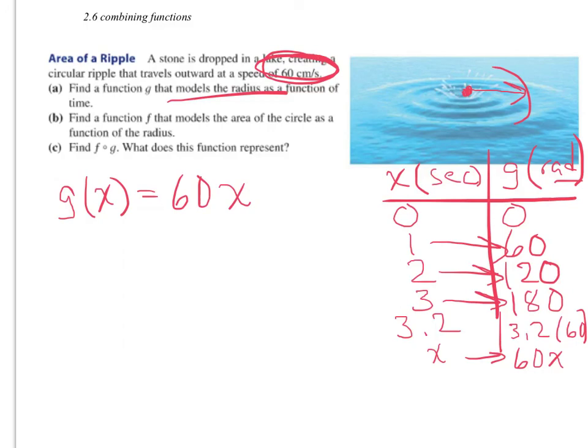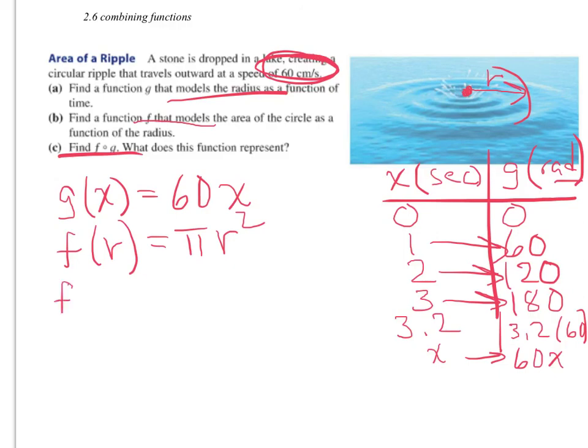Now, we want to find a function f that models the area of the circle as a function of the radius. Well, if the radius of the circle is r, then f of r, the area of the circle, is pi times r squared. Finally, we have to do f of g and decide what that function represents.